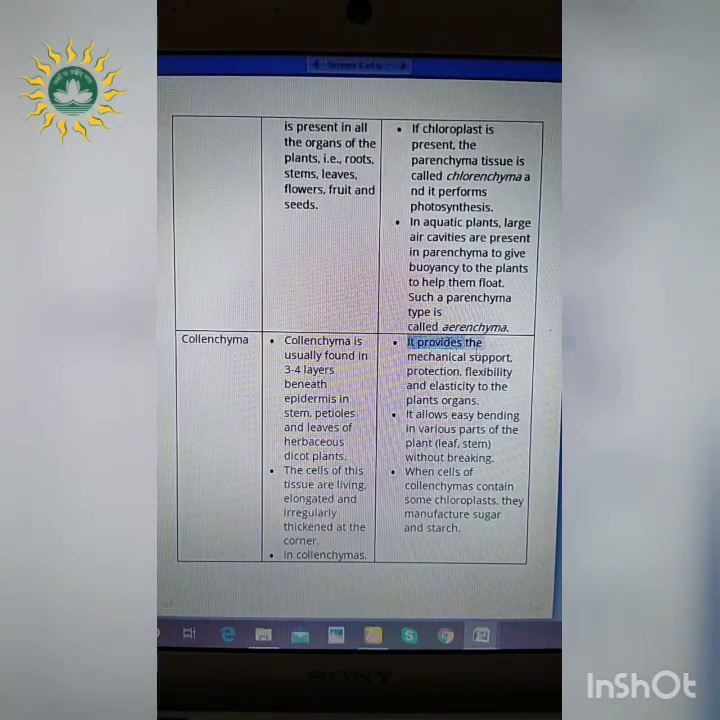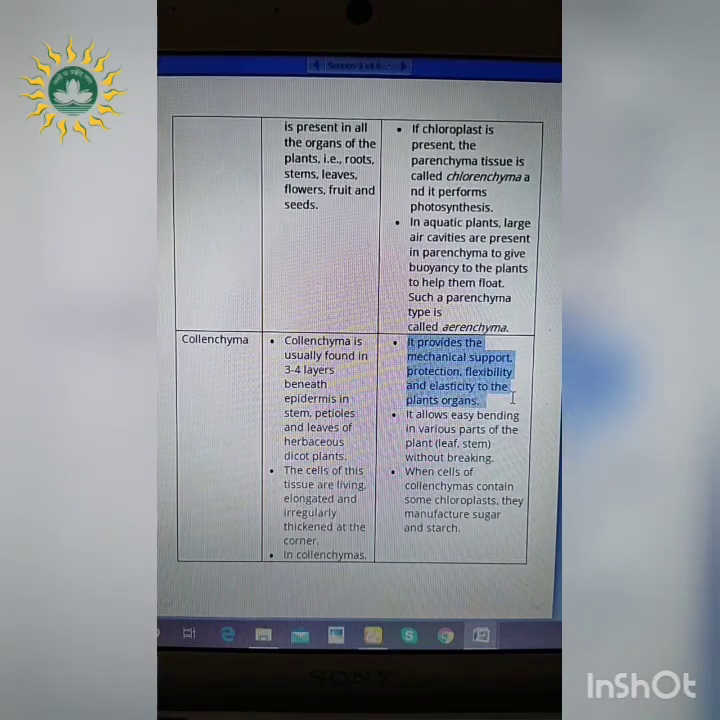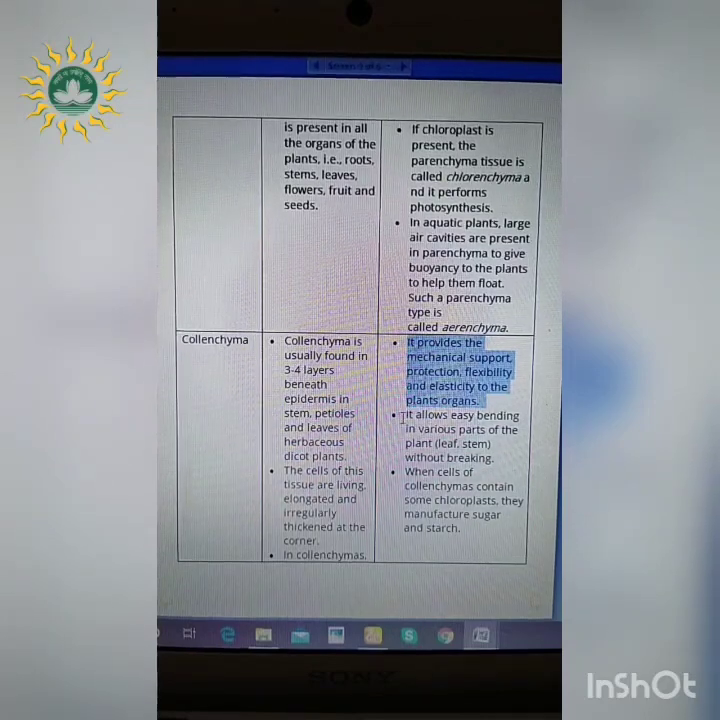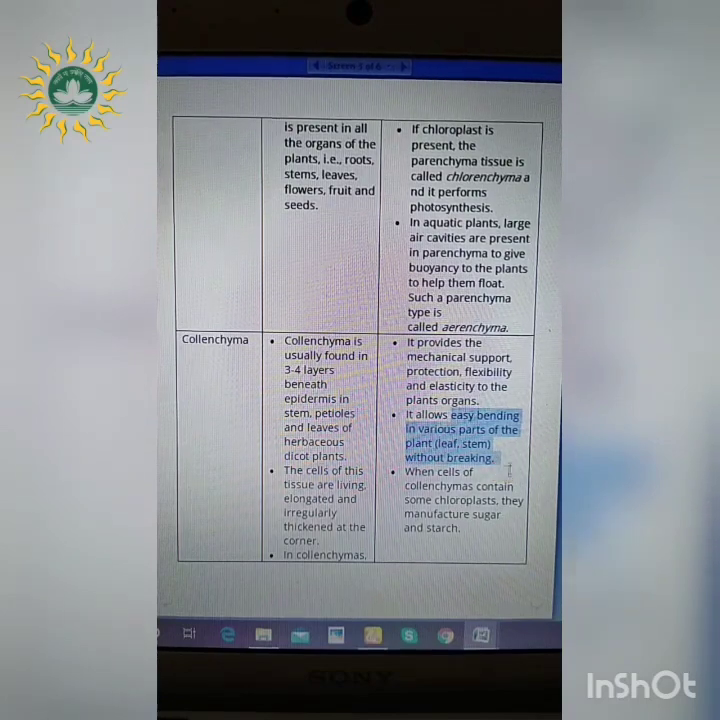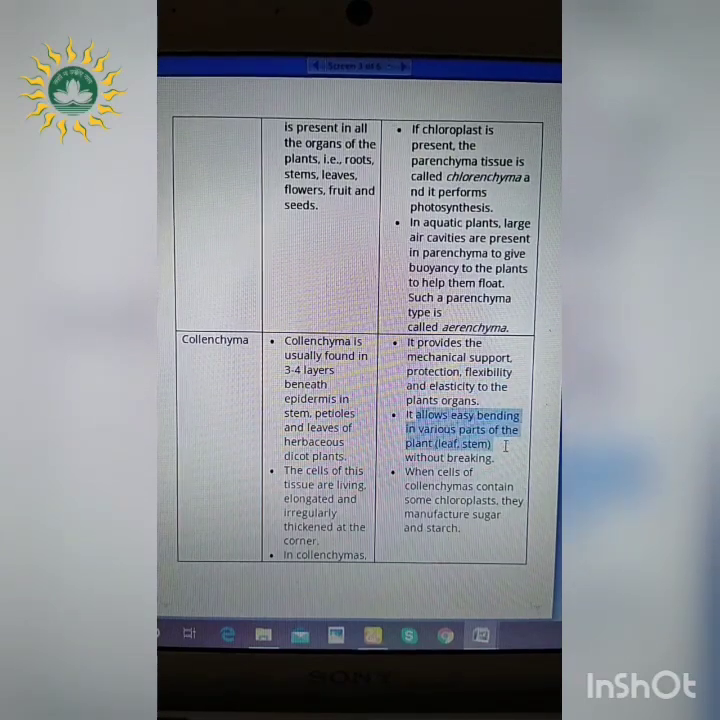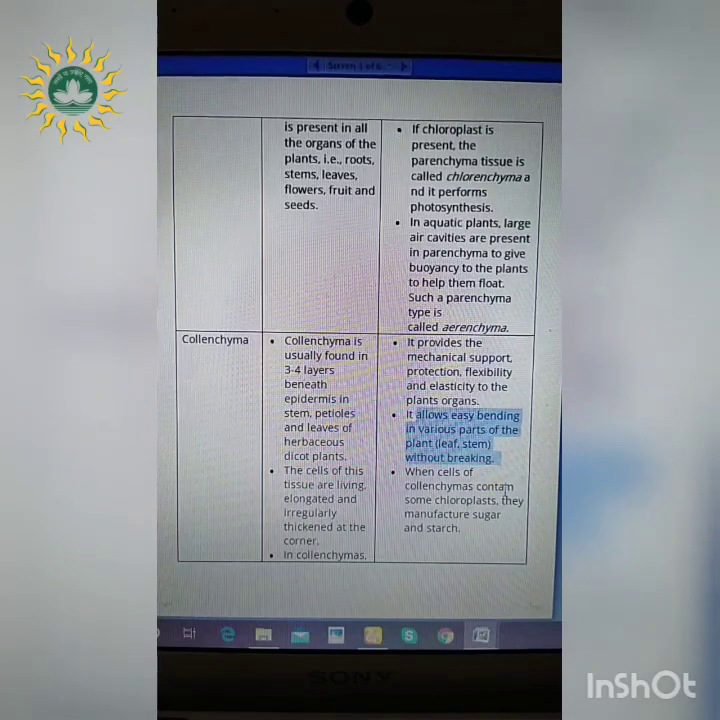Its function is, firstly, it provides mechanical support, protection, flexibility and elasticity to the plant organs. So together, it provides protection, mechanical support, flexibility as well as elasticity to the plant organs. Next, it allows easy bending in various parts of the plant without breaking. That means, as I mentioned in the first point, it is flexible as well as elastic. So obviously it will help in easy bending of the various parts, and that also without breaking the plant parts.